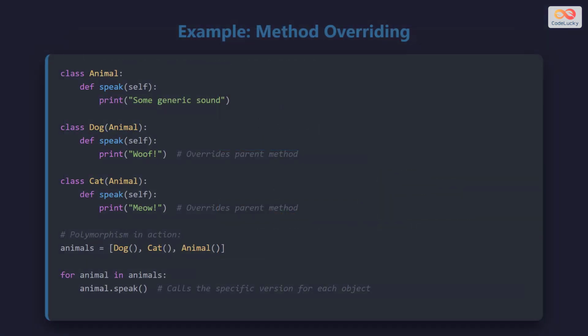Here is what that looks like in code. We have an animal class with a speak method. Then, we have dog and cat classes that inherit from animal. Notice how they both define their own speak method. When we loop through a list of these animals and call .speak, Python automatically runs the correct version for each animal. The code is clean and uniform, but the results are specific.